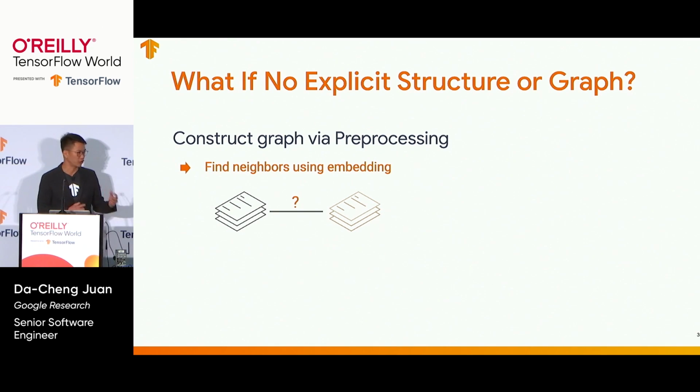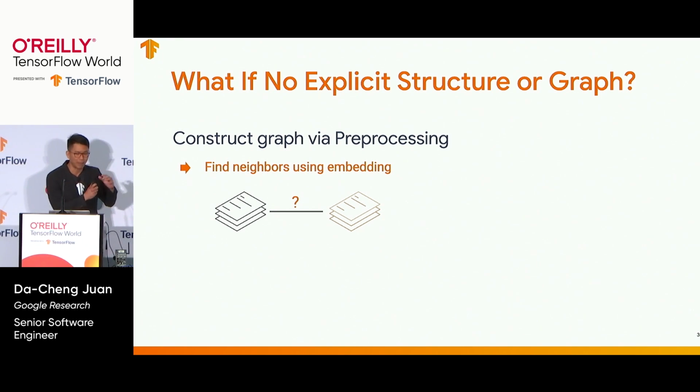So training with structured signals sounds really great, but sometimes we do not have a structure. We do not have a graph to begin with. So what should we do? Neural structure learning provides two methods. The first one is to construct the graph, or construct the structure, via data preprocessing. And the second one is to construct such structure via adversarial neighbors.